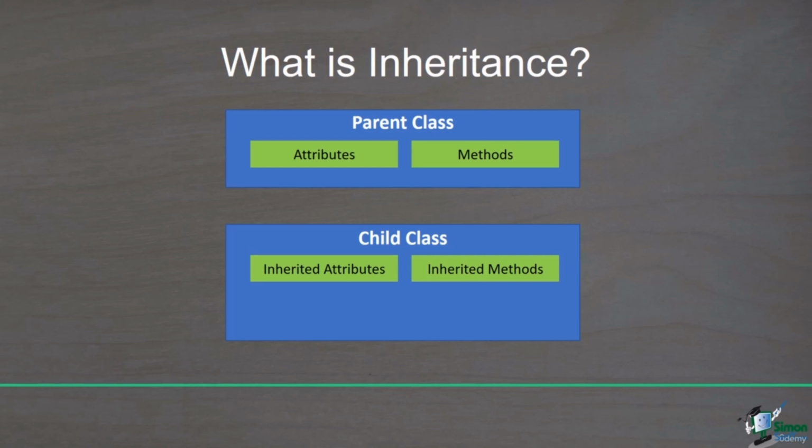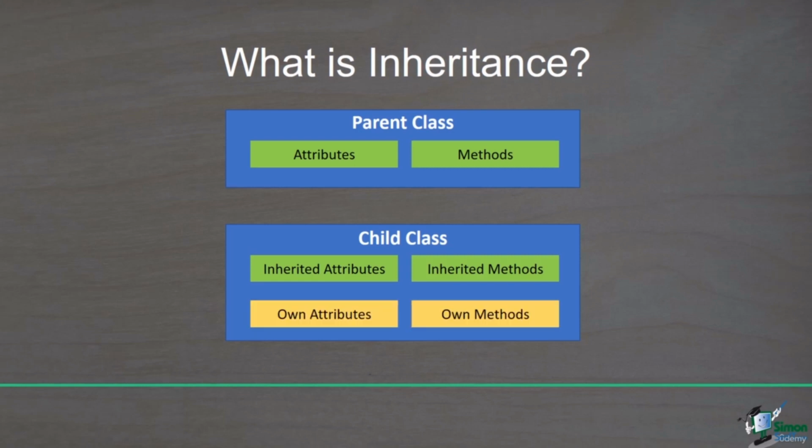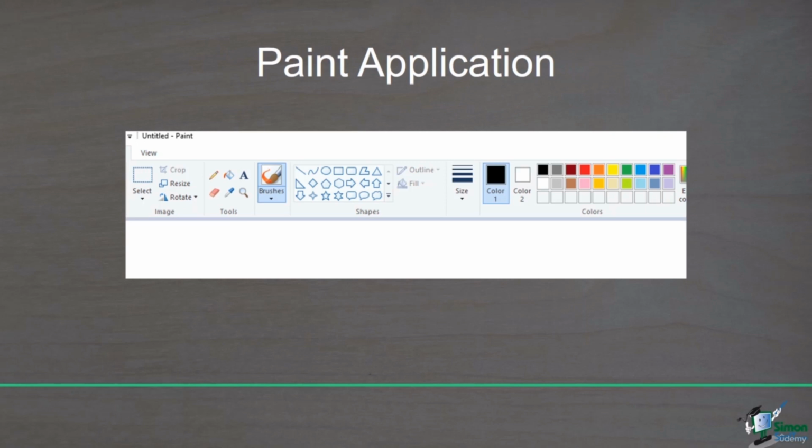The interesting thing is that along with the inherited attributes and methods, a child class can have its own attributes and methods. In this video, I will talk about class inheritance, and to better explain the concept of inheritance, I decided to define a new problem. Suppose you want to design and implement a software like Paint in Windows. If you take a look at the menu in Paint, you see several different shapes in shapes group, such as a square, rectangle, circle, and many others.